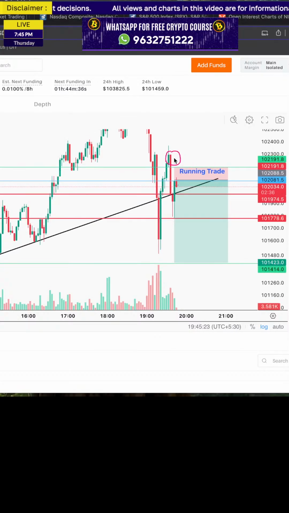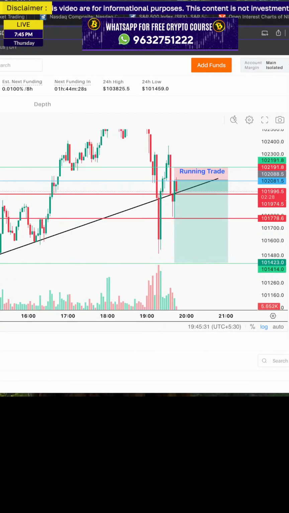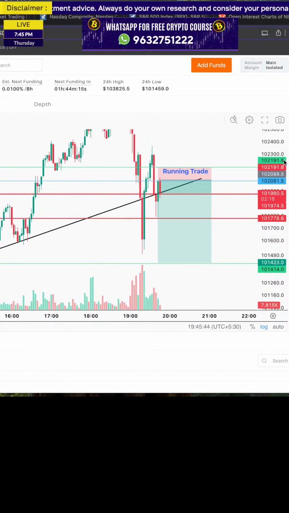The seller has to re-enter. If he re-enters and breaks the zone, then smoothly market will move towards the downside. I don't know why this OBS is giving me this issue today. I need to do something about it.